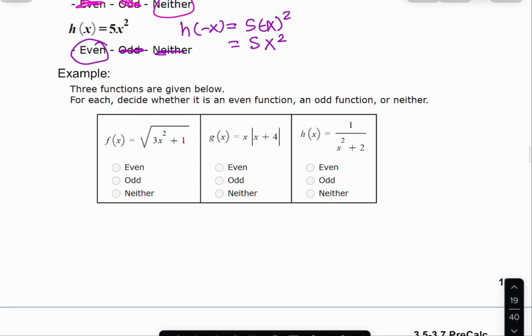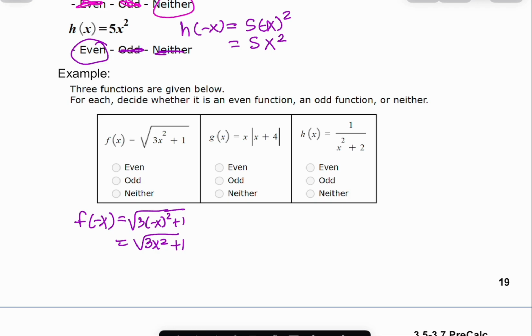Let's take a look at this one. It says decide whether it's an even, an odd function, or neither. Well, for f of x here, if I plug in negative x, put it in parentheses, the negative inside that square goes away. And you'll see it looks exactly like we started again, so it is even.